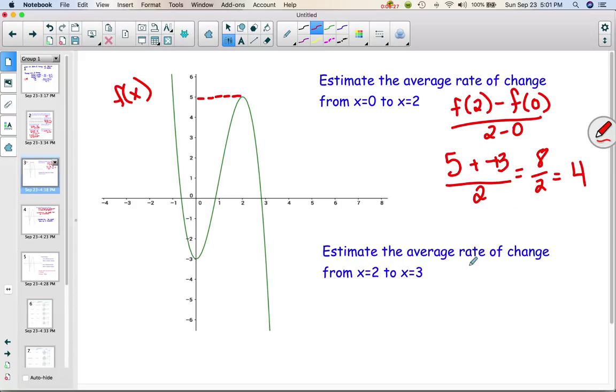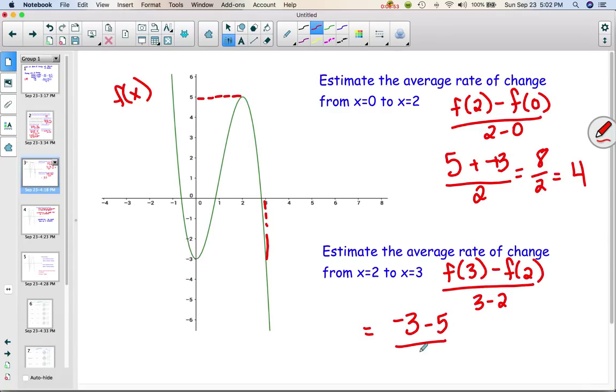Now I'm asked to estimate the average rate of change from x equals 2 to x equals 3. So we're going to take f of 3 minus f of 2 over 3 minus 2. So you look on your graph, f of 3, we're going to kind of estimate what we think that might be. It appears to be about negative 3. And f of 2 we already figured out was 5. 3 minus 2 is 1. So we get negative 8 over 1, or negative 8. So we have an average rate of change of negative 8, whereas the first one we had an average rate of change of 4.